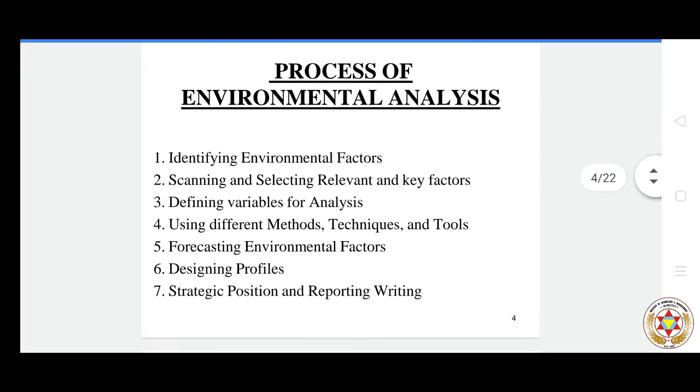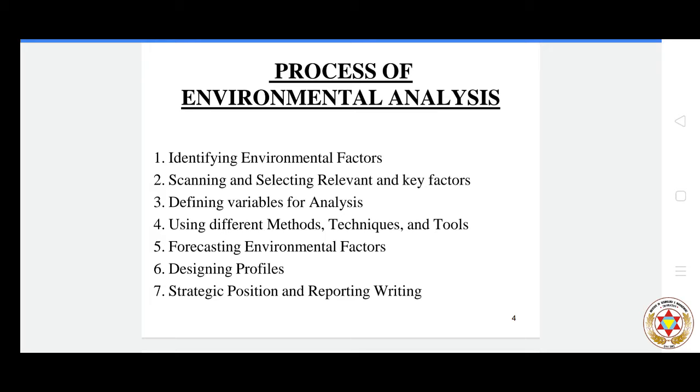Let's come to the process of environmental analysis. The first step is identifying environmental factors, that is, the factors which influence the business entity are to be identified to improve its position in the market. The identification is performed at various levels: the company level, market level, national level, and global level. The second step is scanning and selecting the relevant and key factors. Scanning implies a process of critically examining the factors that highly influence the business, as not all the factors identified in the previous step affect the entity with the same intensity.